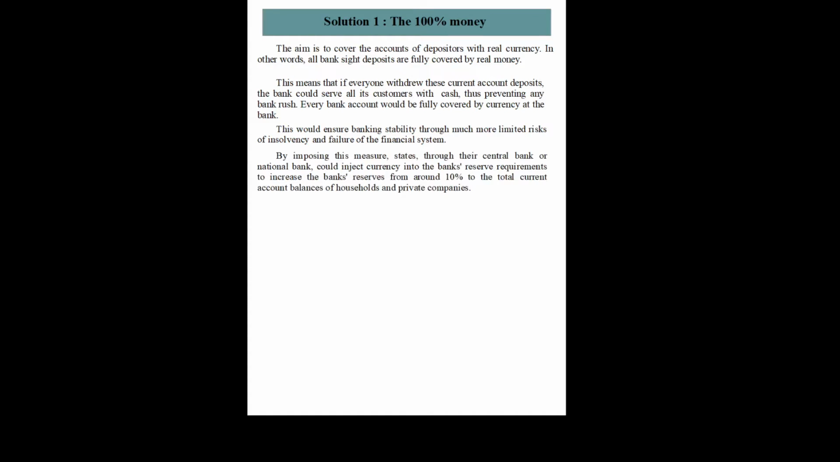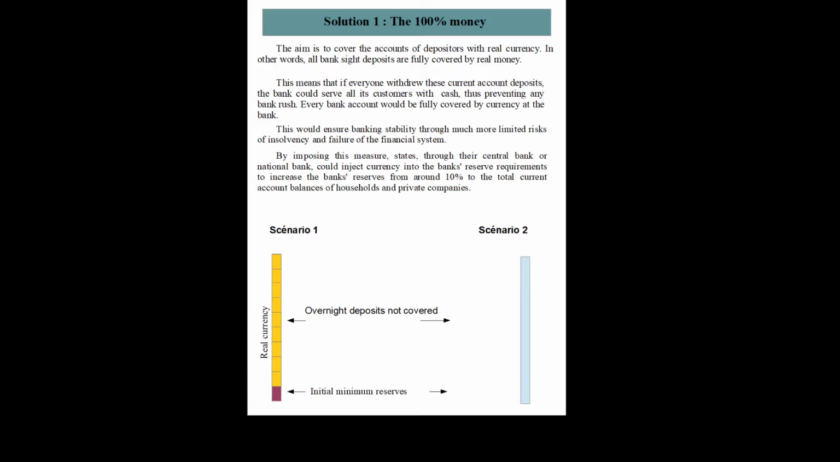By imposing this measure, states, through their central bank or national bank, could inject currency to raise reserve requirements from 10% to 100% on all current accounts of households, but also of private companies. We can envisage two scenarios. The first, with initial reserve requirements of 10% at the bank and the blue part of uncovered demand deposits, covered in 100% money by real currency. In the second scenario, the 10% initial reserve requirements of commercial banks are released and the uncovered sight deposit accounts of depositors are fully covered in 100% money by real currency.